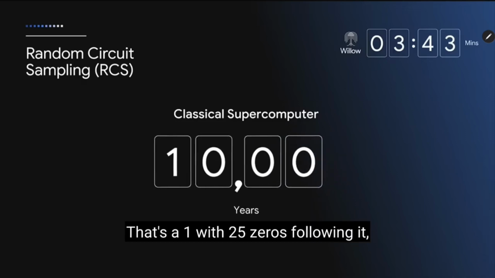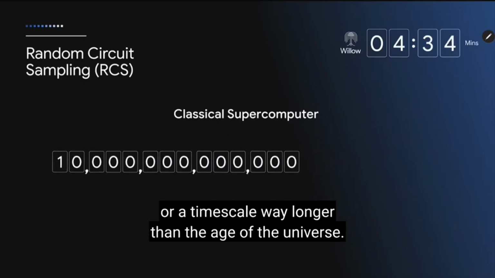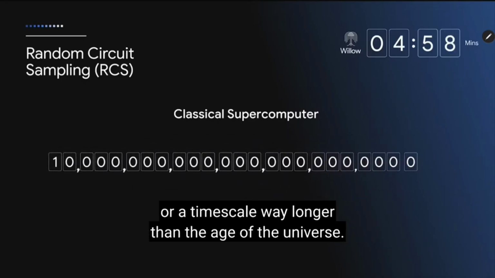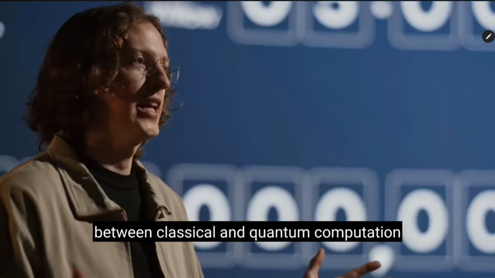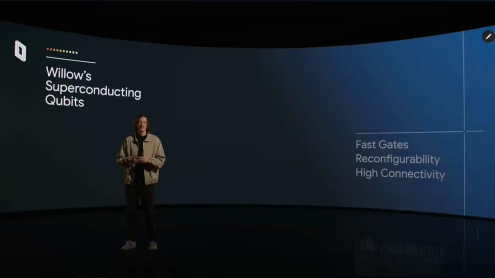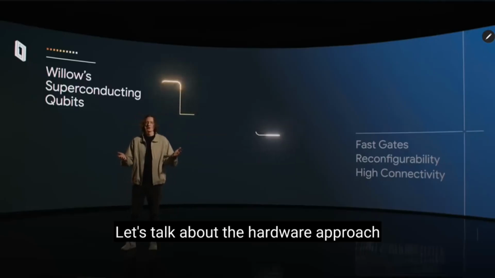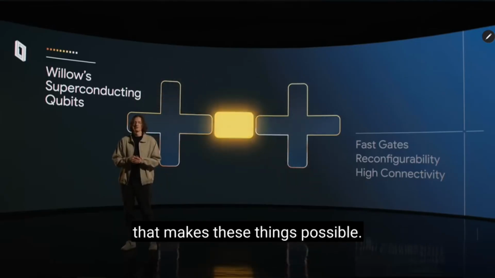That's a 1 with 25 zeros following it, or a timescale way longer than the age of the universe. This result highlights the exponentially growing gap between classical and quantum computation for certain applications. Let's talk about the hardware approach we've pioneered at Google Quantum AI that makes these things possible.